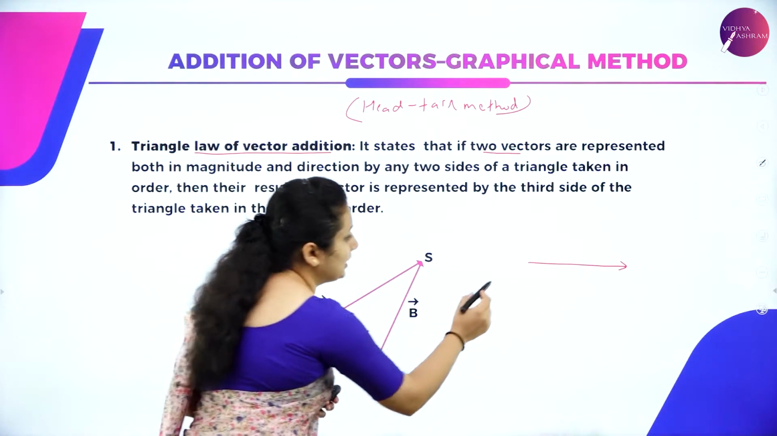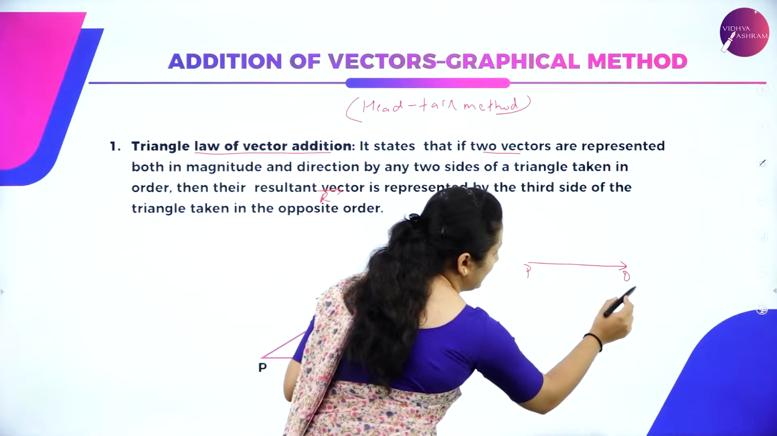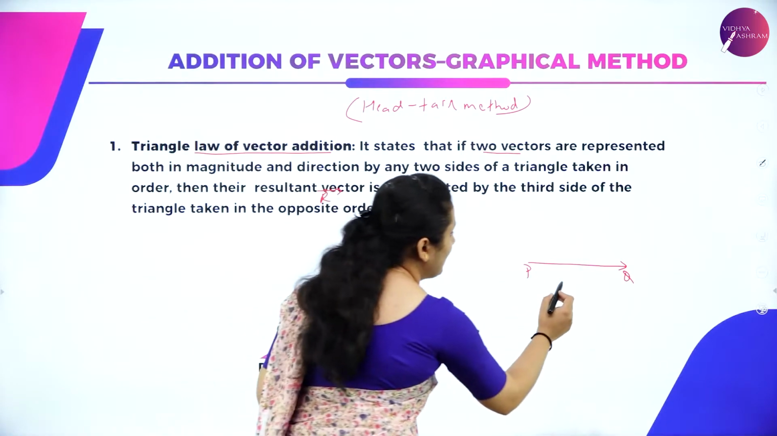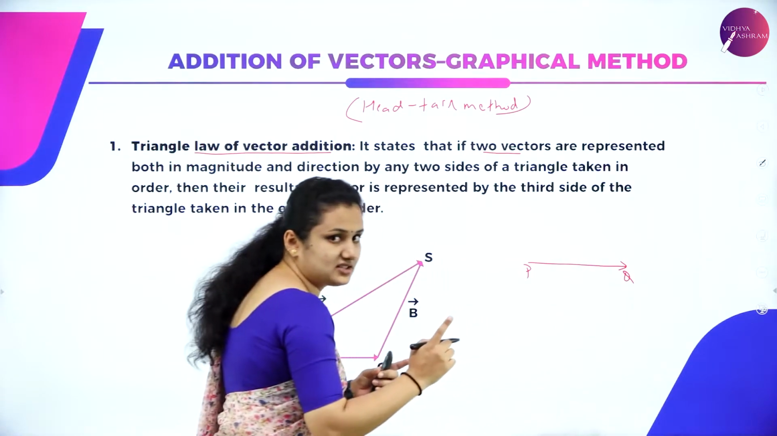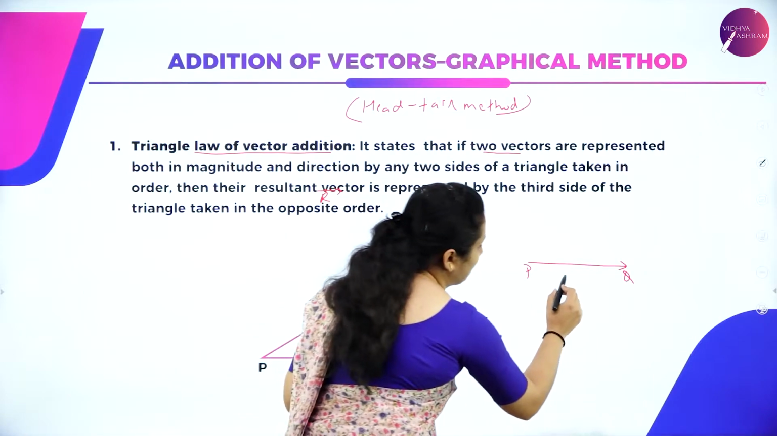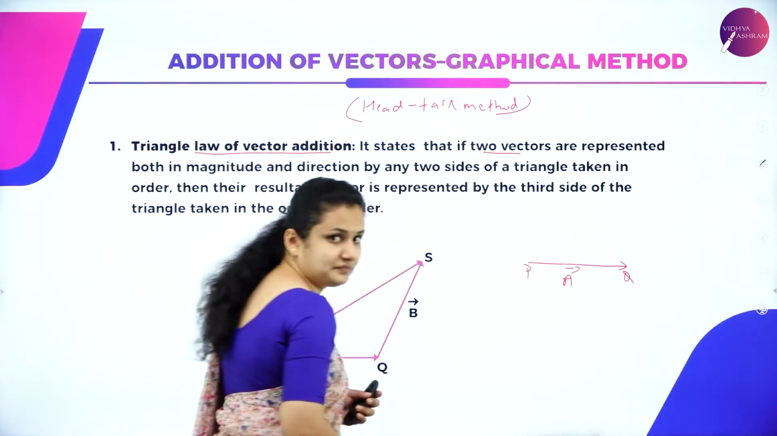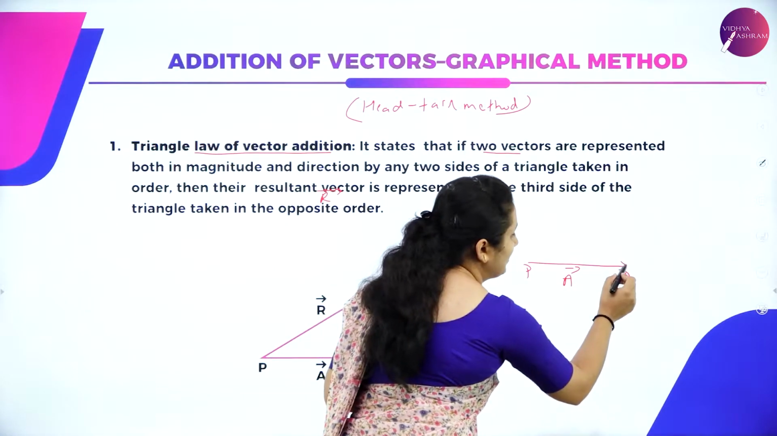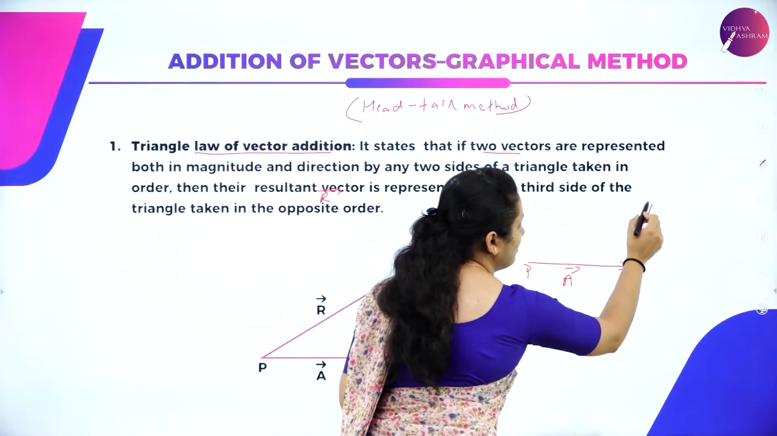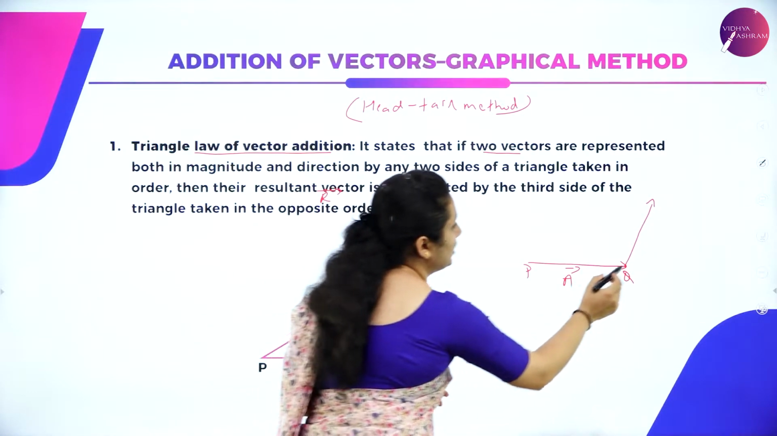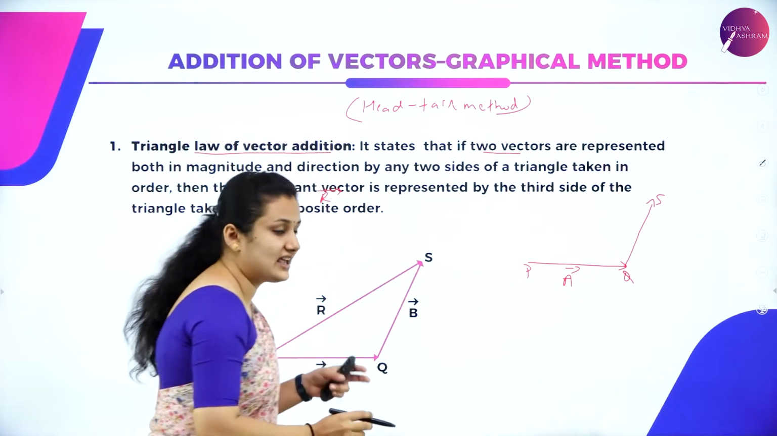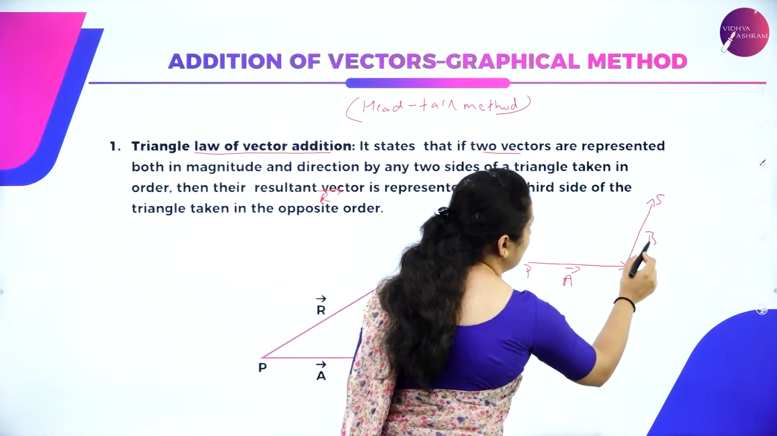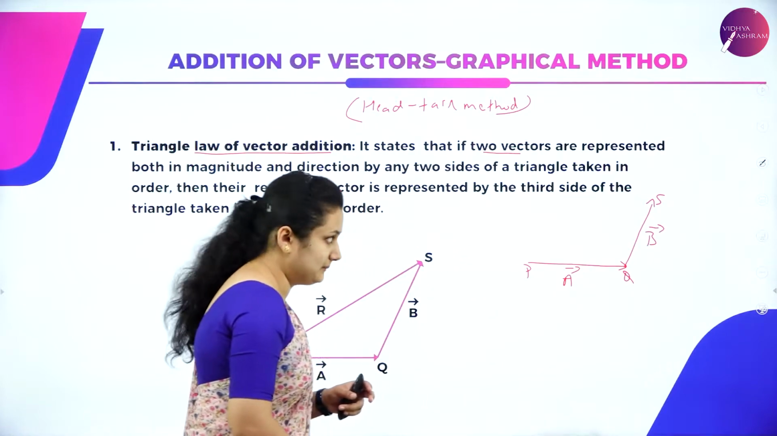Name it as PQ. I'll draw a line in this direction, PQ. And this side PQ, the first side of the triangle, is represented by a vector A. Similarly, I will draw another line from the head of the arrow, that is QS. So the second side of the triangle, that is QS, is represented by a vector B.